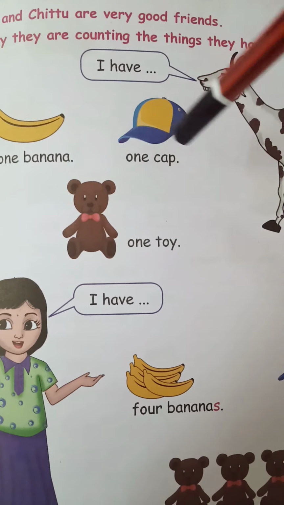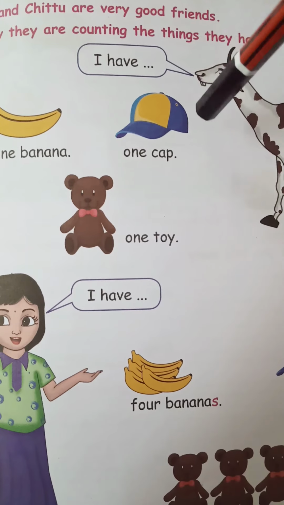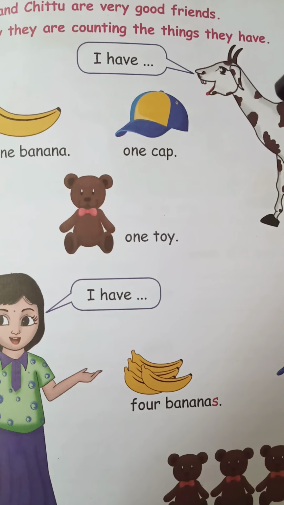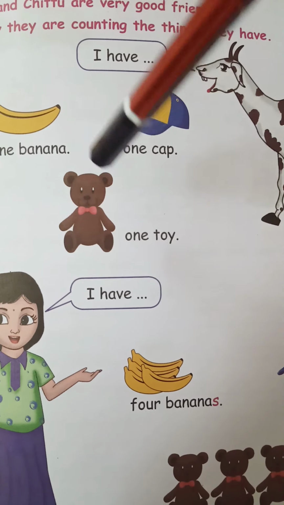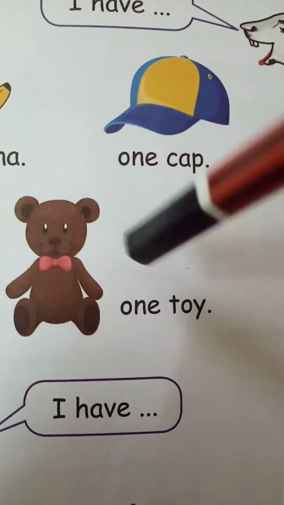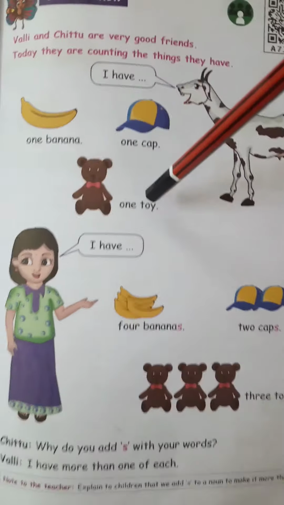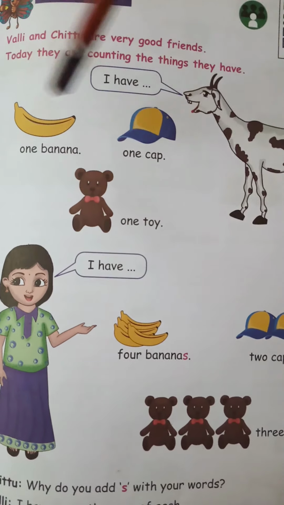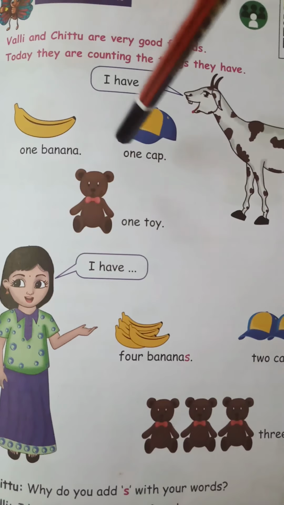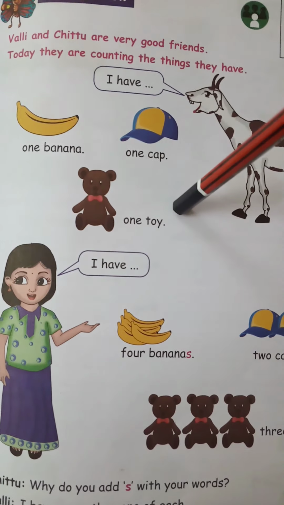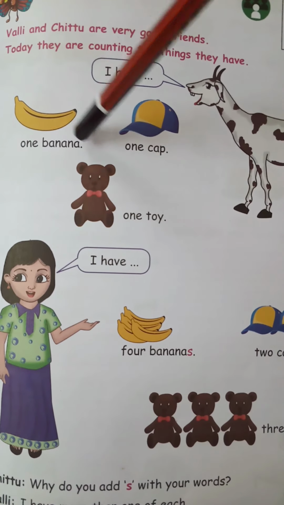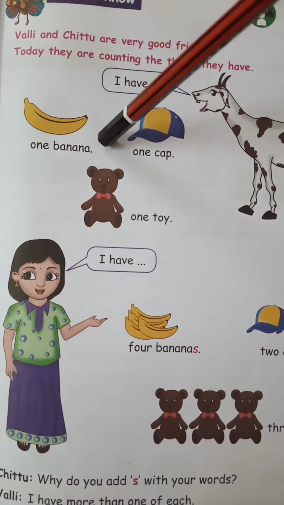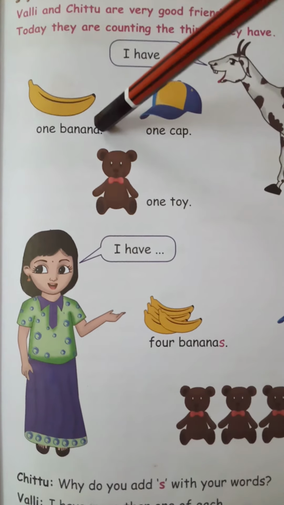Chittu has one cap. And Chittu also has a toy. Do you like toys? Yes, kids love toys. How many toys does Chittu have? Chittu has only one toy. One toy. What is the spelling of toy? T-O-Y, toy. Chittu has one banana, one cap and one toy. What is the spelling for banana? B-A-N-A-N-A, banana.